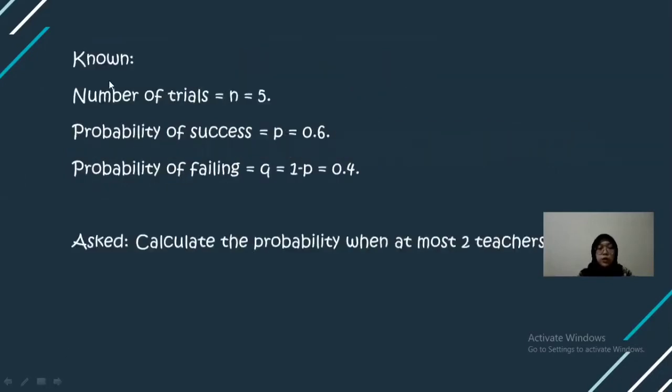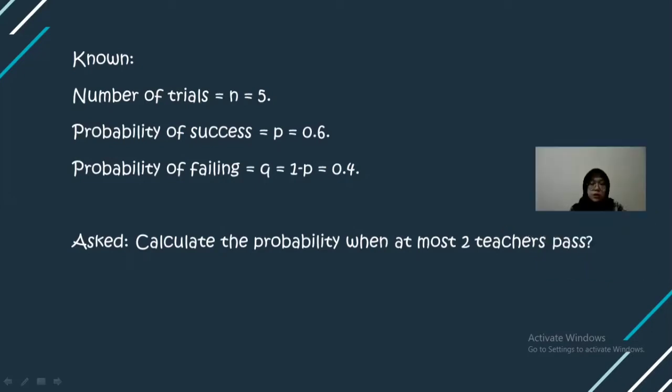From the question, we know that the number of trials, or n, is 5, the probability of success, or p, is 0.6, and the probability of failing, or q, or 1 minus p, is 0.4. The question asks us to calculate the probability when at most 2 teachers pass.